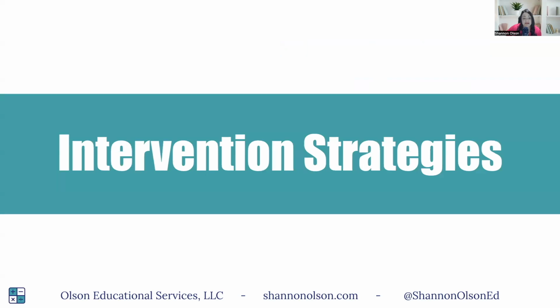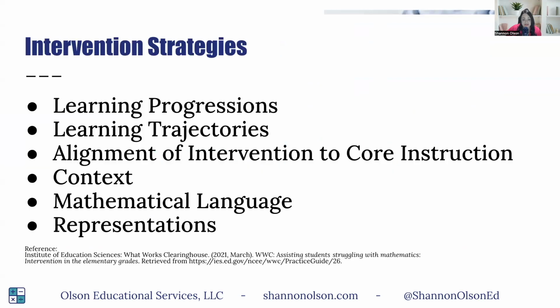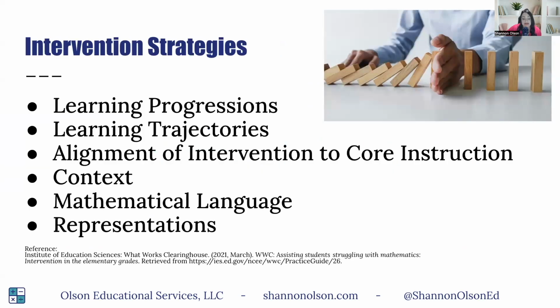So along with looking at progressions and trajectories, we're also going to look at a few intervention strategies. This is a list that I have put together, and a reference I'm using is the What Works Clearinghouse practice guide for assisting students struggling with mathematics. That is linked in the resources and references. I recommend checking it out. Some of the ones I've pulled out are aligned here, so we'll go ahead and take a look at each of those.